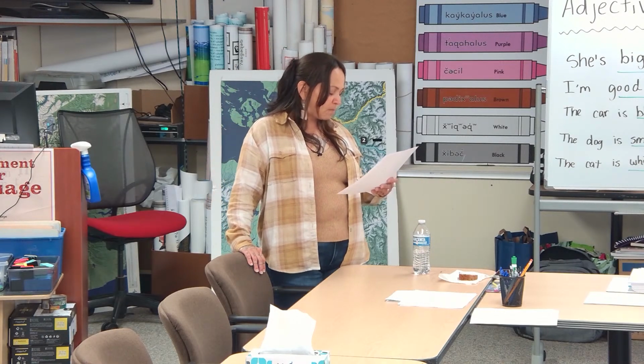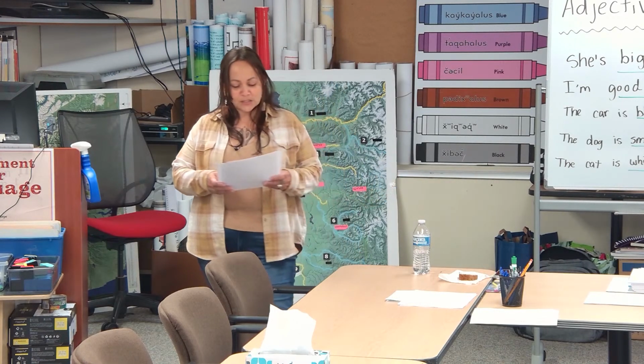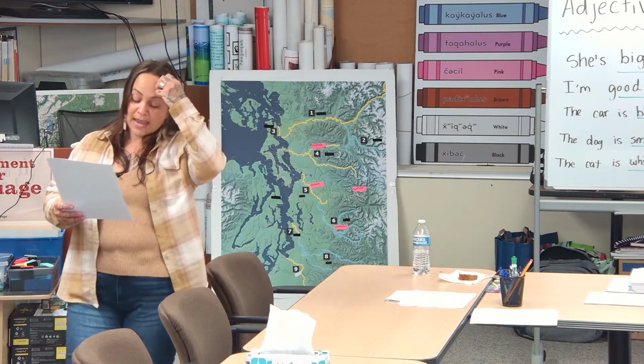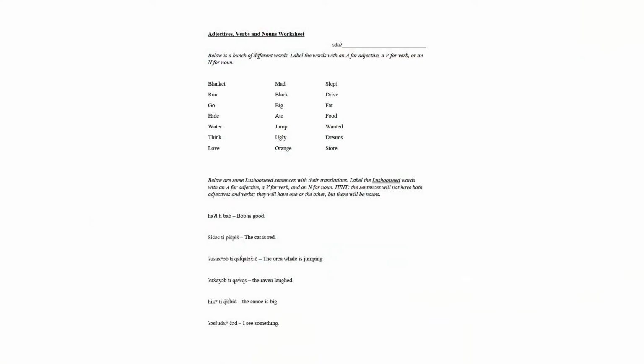Oh, we get to talk about Bob. Yes. Below are some Lushootseed sentences with their translations. Label the Lushootseed words with A for adjective, V for verb, and N for noun. The sentences will not have both adjectives and verbs. Hint: sentences will not have both adjectives and verbs. They will have one or the other, but there will be nouns. Hot tea, Bob. Bob is good.